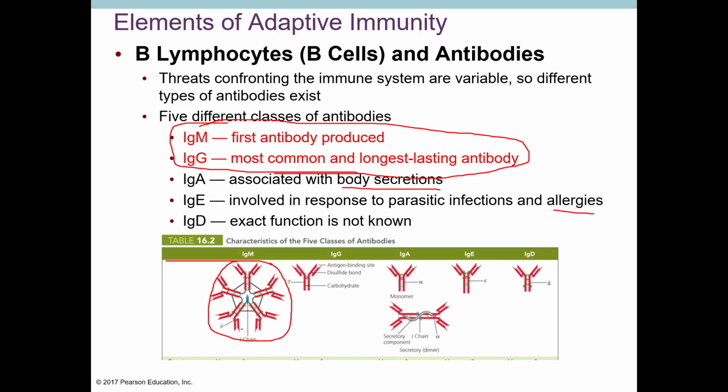Then your body switches and starts making and releasing just IgG. So IgG is the most common. And by the way, these are Greek letters. So this is mu, gamma, alpha, epsilon, delta.